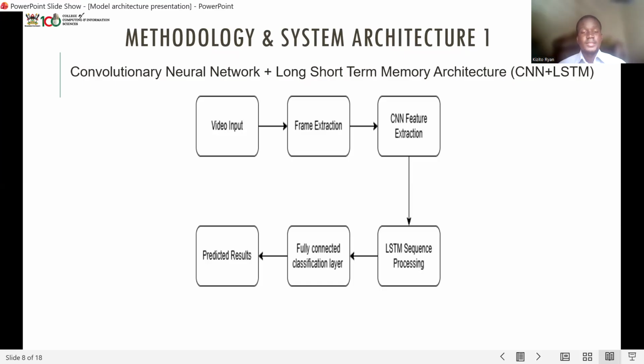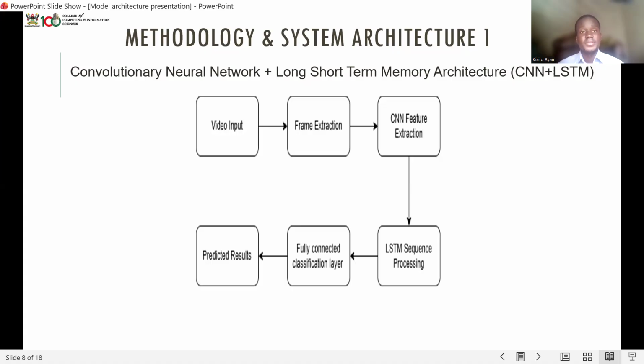Of course, the model will begin with video input, where it receives raw surveillance video footage from the data set. And since neural networks cannot process the entire videos directly, the video is first broken down into individual frames, which will take us to the next step, and that is frame extraction.